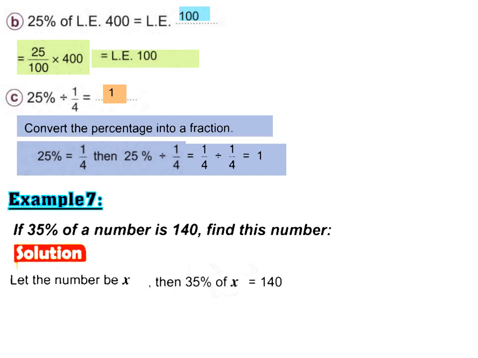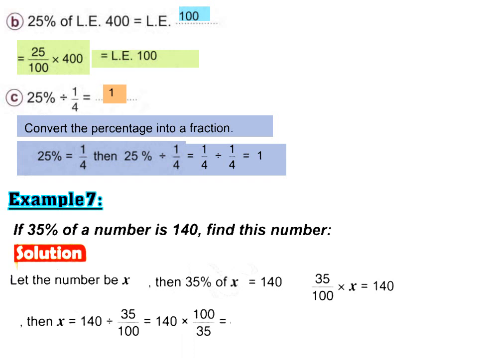This means that 35% equals 35 over 100, times x equals 140. Then x equals 140, and I will divide both sides by 35 over 100. So x equals 140 divided by 35 over 100. We must divide two numbers, 140 divided by 35 over 100. We convert the division to multiplication and replace the top with the bottom of the second fraction. So it will be 140 times 100 over 35.